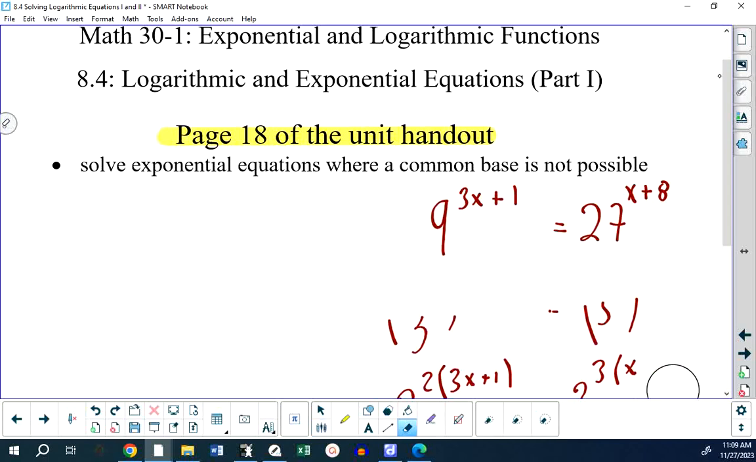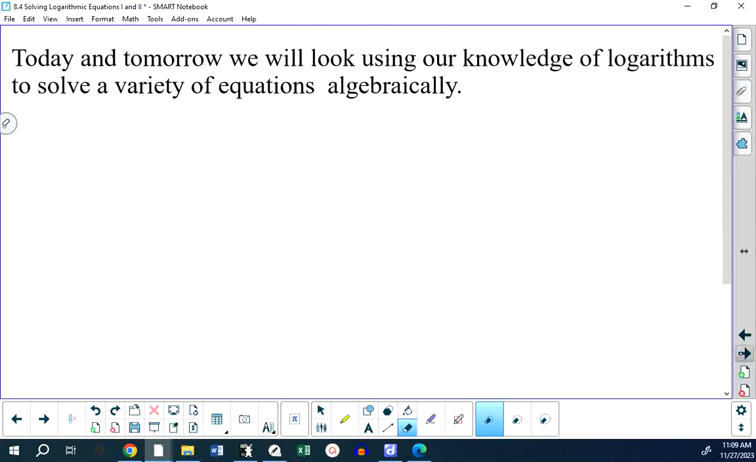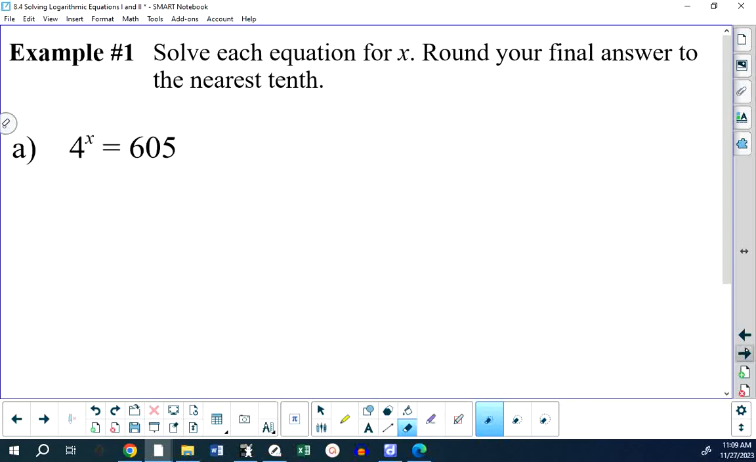If that were the equation, then you have to do what we do today. You could solve it graphically, but we're looking at an algebraic approach. So we're going to be using logarithms today and tomorrow to solve all kinds of equations algebraically, but today it's going to be exponential. So the question is, what is x if 4 to the x is 605?